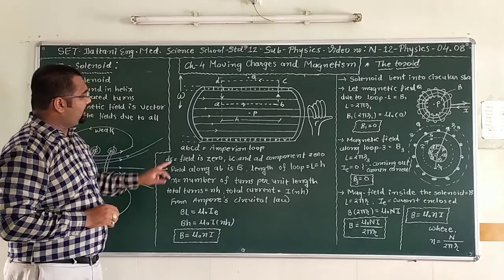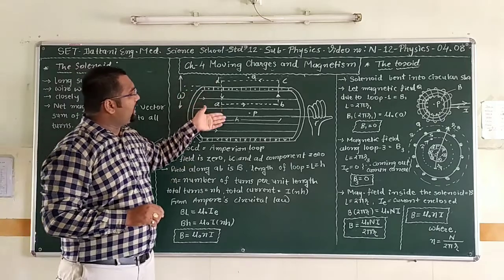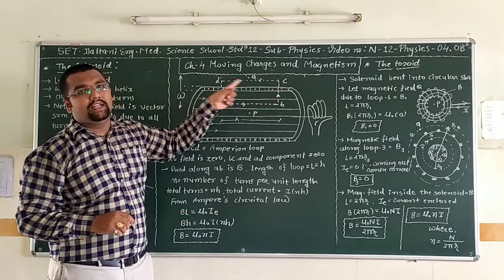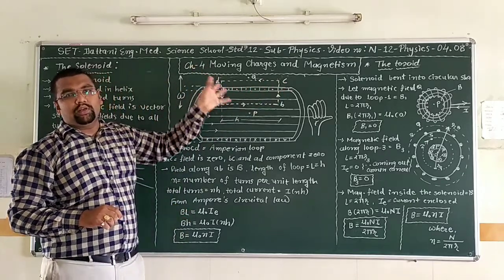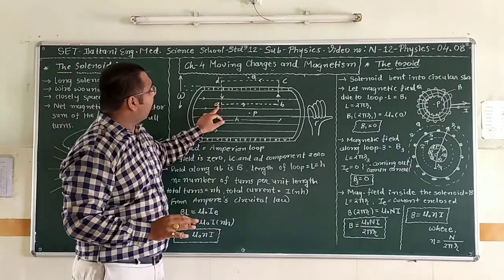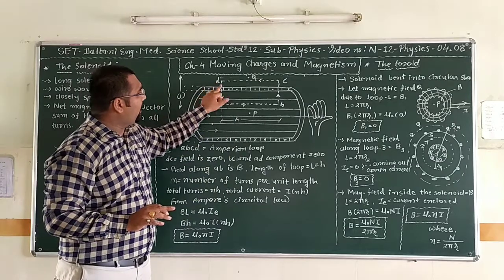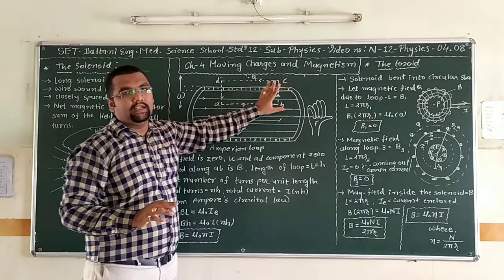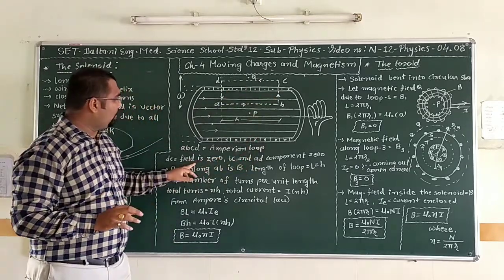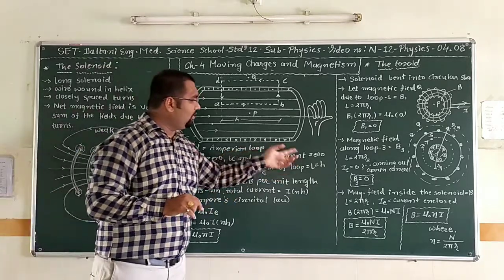Now we can say that ABCD is the Amperian loop. The side DC of this rectangle is outside the solenoid, so the magnetic field along DC is 0. Another two sides are AD and BC. The magnetic field component along these sides is 0. So for BC and AD, the component of the magnetic field is 0.